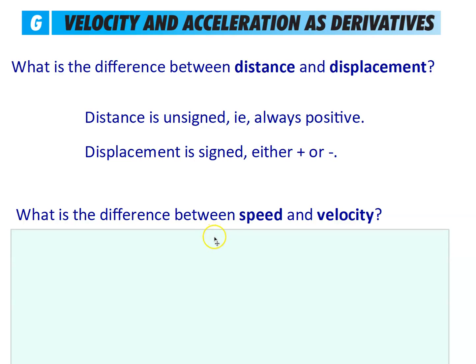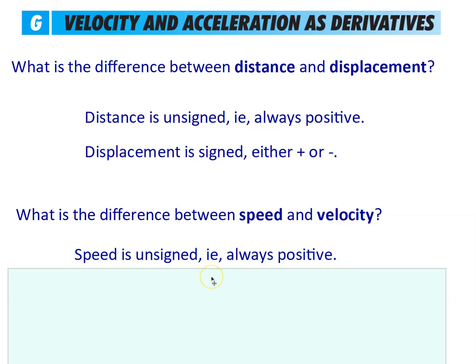So a similar question, what is the difference between speed and velocity? So once again, stop the video, get an answer in your brain, and then restart the video to see how you went. So speed, once again, is always considered to be positive. So if I'm traveling from Rocky to Yeppoon, I'm going at 100 kilometers an hour. If I go from Yeppoon to Rocky, it's also positive 100 kilometers an hour. So speed is always positive.